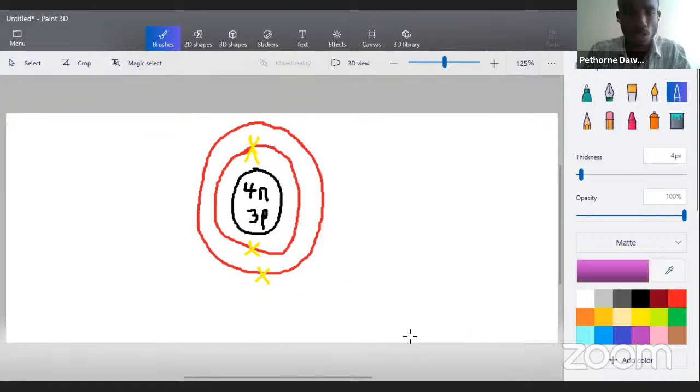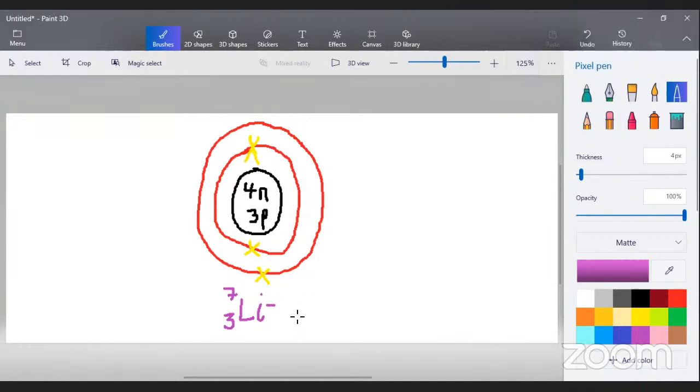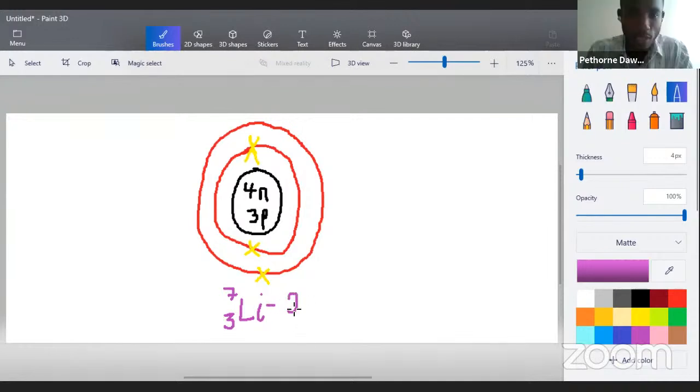And just to show off that you know, you can add the symbol, the mass number, and the proton number. And if you want to get geeky, you can add the electron configuration. All right, and that's a 2 and a 1.